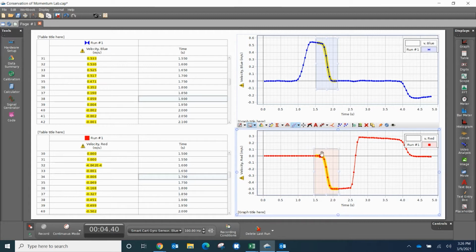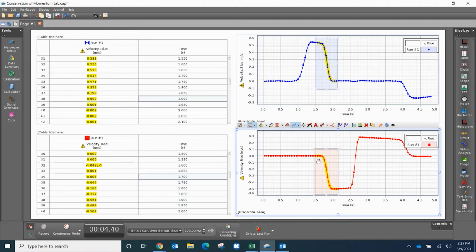I want to analyze the momentum of the system, mass times velocity for each cart, before and after the collision. The easiest thing, why highlighting it not only on the graph helps to see it, is that it also highlights the data in the table form. It just makes it a little bit easier to find. You can see if you were off of that particular point, by highlighting it, it brings it right to the center of your table on the left-hand side.